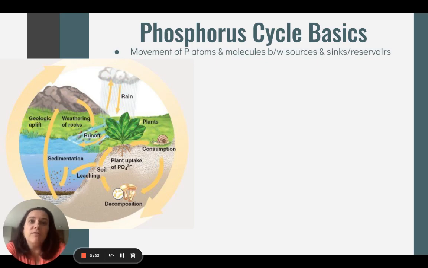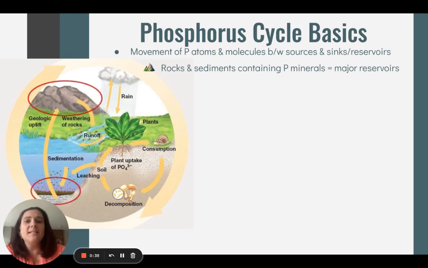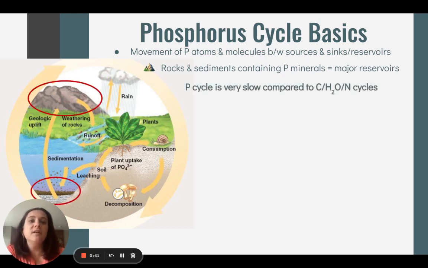So we're talking about the phosphorus cycle, very similar in terms of structure to the carbon and nitrogen cycles, where we have the movement of a molecule, in this case phosphorus, through various sources, sinks and reservoirs. The big difference here is that most of our phosphorus reservoirs are rocks and sediment. Because of that, this cycle is extremely slow. It's a ton slower than the carbon, the water, and the nitrogen cycles. Even though the carbon cycle has some slow parts, almost all parts of the phosphorus cycle are slow.